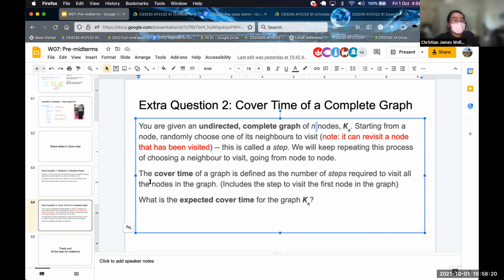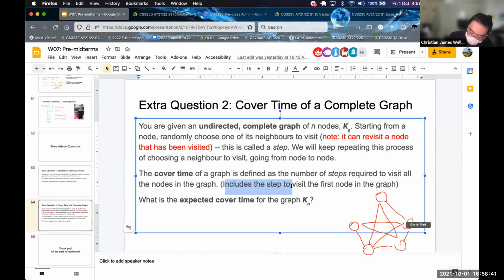Okay. Then there's this definition of cover time. Cover time is the number of steps required for you to visit all the nodes in the graph, including the step to visit the first one. Illustrating this, let's say I have a complete graph of 5 nodes. Let's say I start from this node over here. So this is step number 1. I can randomly choose one of the 4 neighbors to visit. Let's say I chose to visit this guy first. This is node number 2, and this is step number 2.